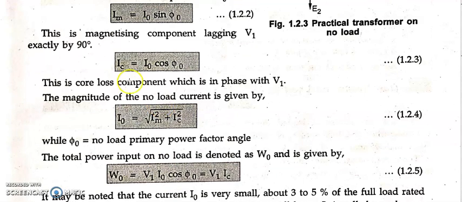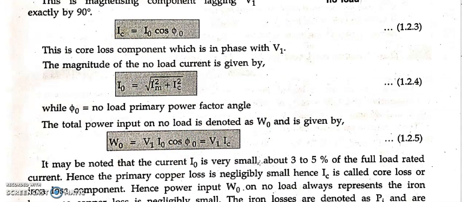So I naught becomes IC, as I told, Im is equal to 0. We are approximating over here, just for the sake of the formula. I naught becomes IC, whereas cos phi naught is almost equal to 1. So the formula will be V1 into IC. But it was 0 in the ideal transformer; in the practical transformer it is not so.